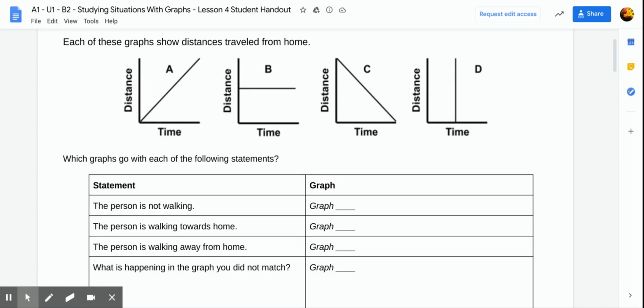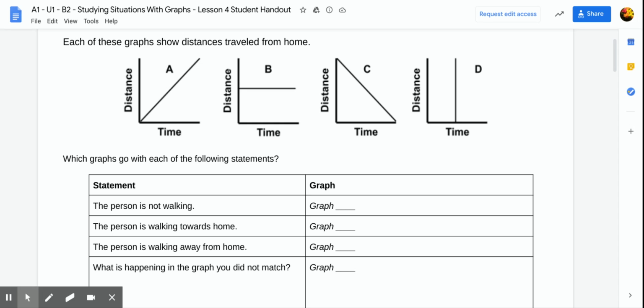Here's your warm-up. Each of these graphs show distances traveled from home. Graph A, B, C, and D are pictured. Notice time is the independent variable. Distance is the dependent variable. Notice the shape of the graph. They're all linear. Notice which way they are tilted.